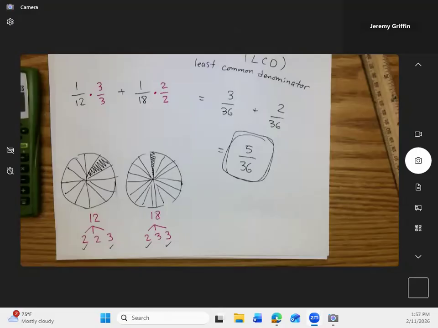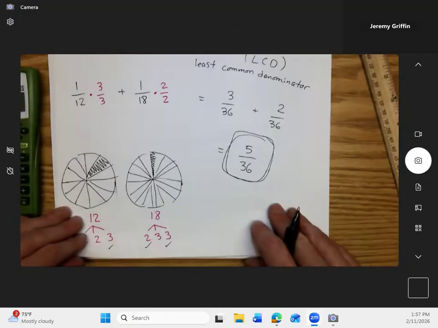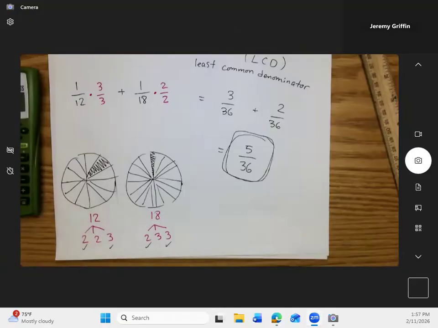Okay, so that was just a couple of warm-up examples. Those aren't even out of the book. I just want to remind you guys how to add fractions together. But now let's switch over to the book.